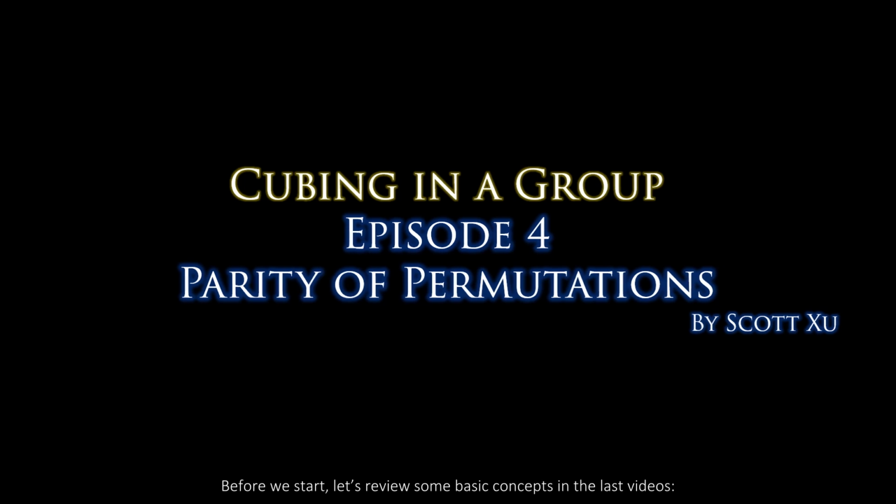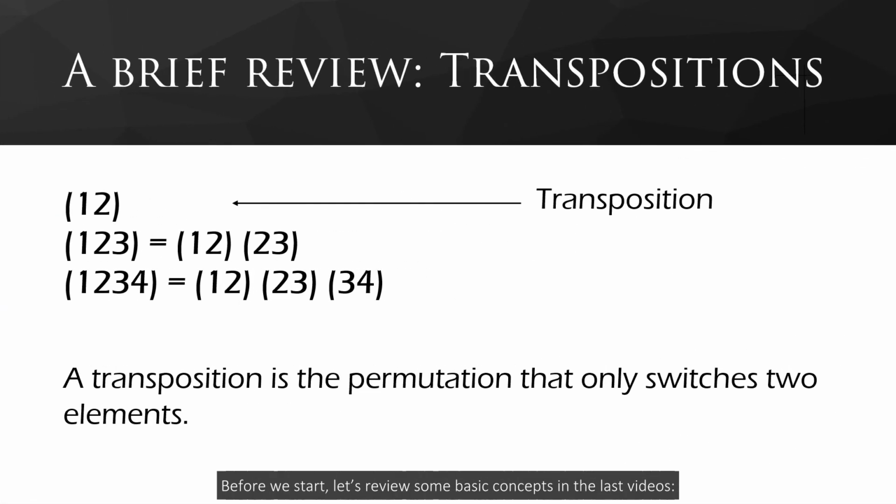And before we start, let's review some basic concepts from the last video. Transposition. A transposition is a special kind of permutation and only switches two elements in a set. For example, (1 2) is a transposition and (1 2 3) is not. However, we can write (1 2 3) as the product of transpositions (1 2)(2 3), and we can do similar things to (1 2 3 4). But why do we care about parity?